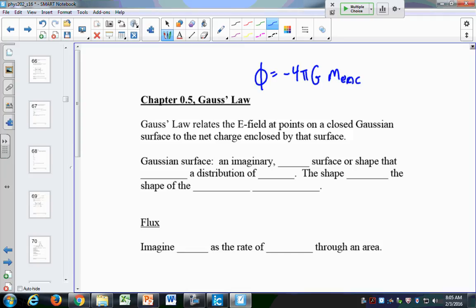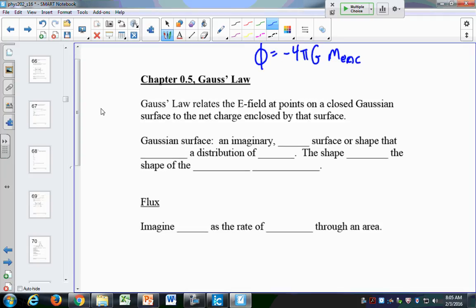This is written for a gravitational field, but electric fields are basically the same as gravitational fields, so we'll see a similar thing for Gauss's law related to electric fields. So it's really just a law that relates to field lines, but we'll now relate it not to gravitational fields, but to electric fields. We're going to define a Gaussian surface. We've already used Gaussian surfaces, but let's just humor me. It's an imaginary three-dimensional surface or shape that encloses a distribution of charge.